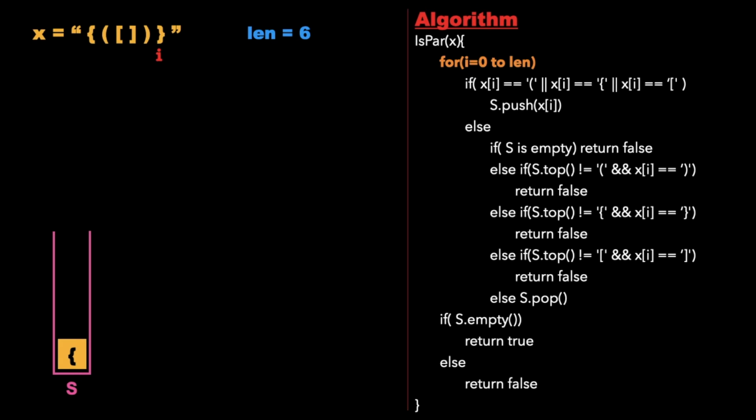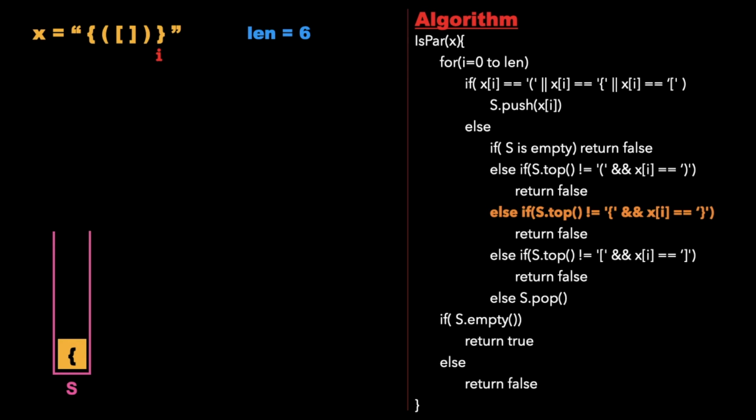Now i points to the last character of the string. So again, we check whether it is an opening bracket, which is false. We are in the else part where we check whether the stack is empty, which is also false. So this condition is false. This condition is partially true.